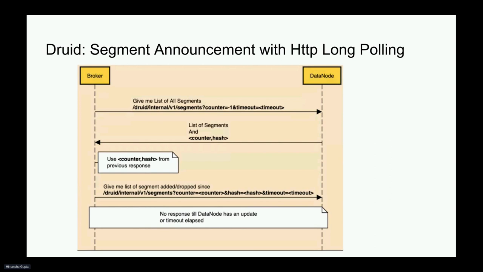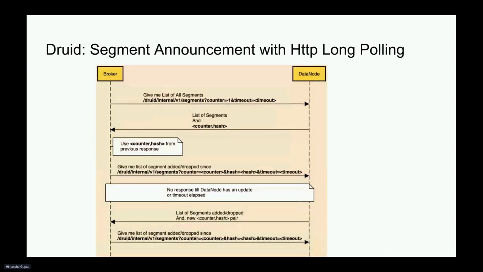In the next request, it will always use the counter and hash that it saw in the previous response. The counter is the mechanism that is telling the historical on the other side that I have already gotten notifications up to a certain point. Give me notifications that happened beyond this counter. If there are more updates that have happened on the historical, it will again reply and this loop will keep on repeating. If the historical had no updates beyond a certain counter, then the historical will hold the request till it has any update. Or if the timeout elapses, then the historical will just close the request after that timeout. In both cases, the broker will immediately start a new request. So the key is that the broker always has a request open with the historical to receive the data.